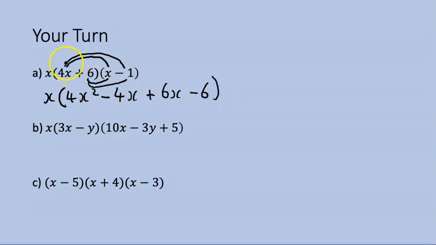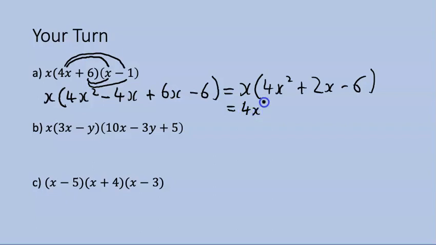Now you might notice I've gone a different way this time to when I've expanded. It doesn't matter as long as you make sure you multiply one of the variables by both the numbers inside there. Now I'm going to simplify everything in this bracket. So I've got x multiplied by 4x squared, because that doesn't change, plus 2x minus 6. And then I just multiply everything by x. So I've got 4x cubed plus 2x squared minus 6x.